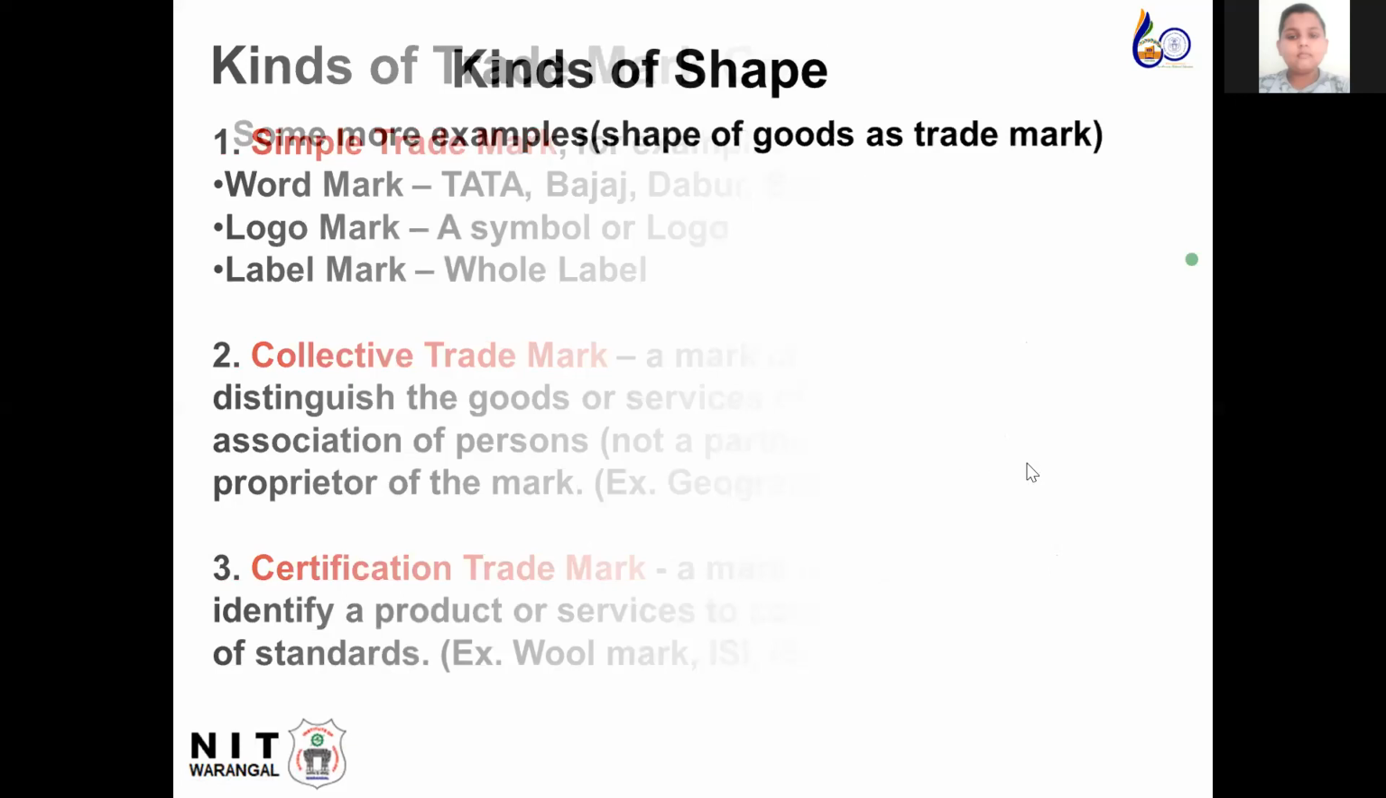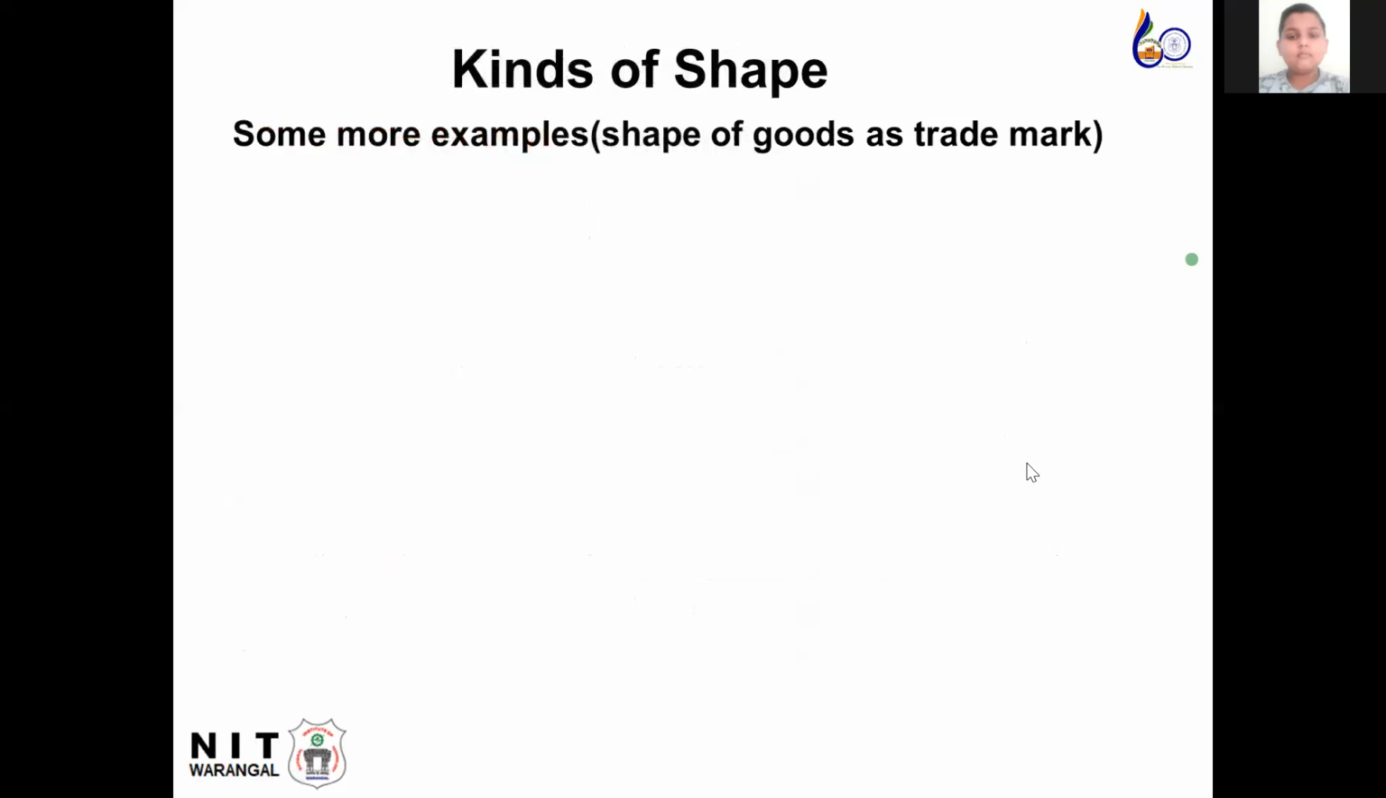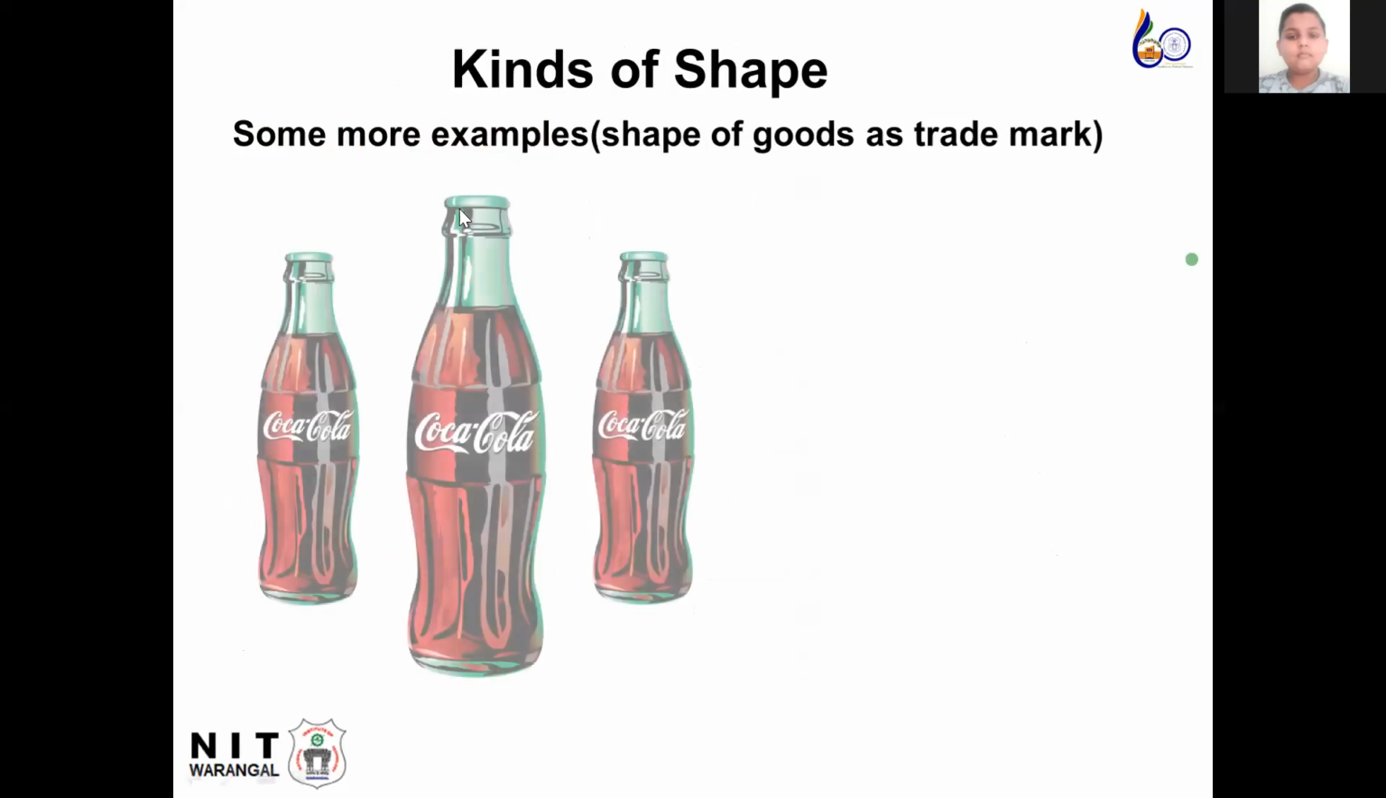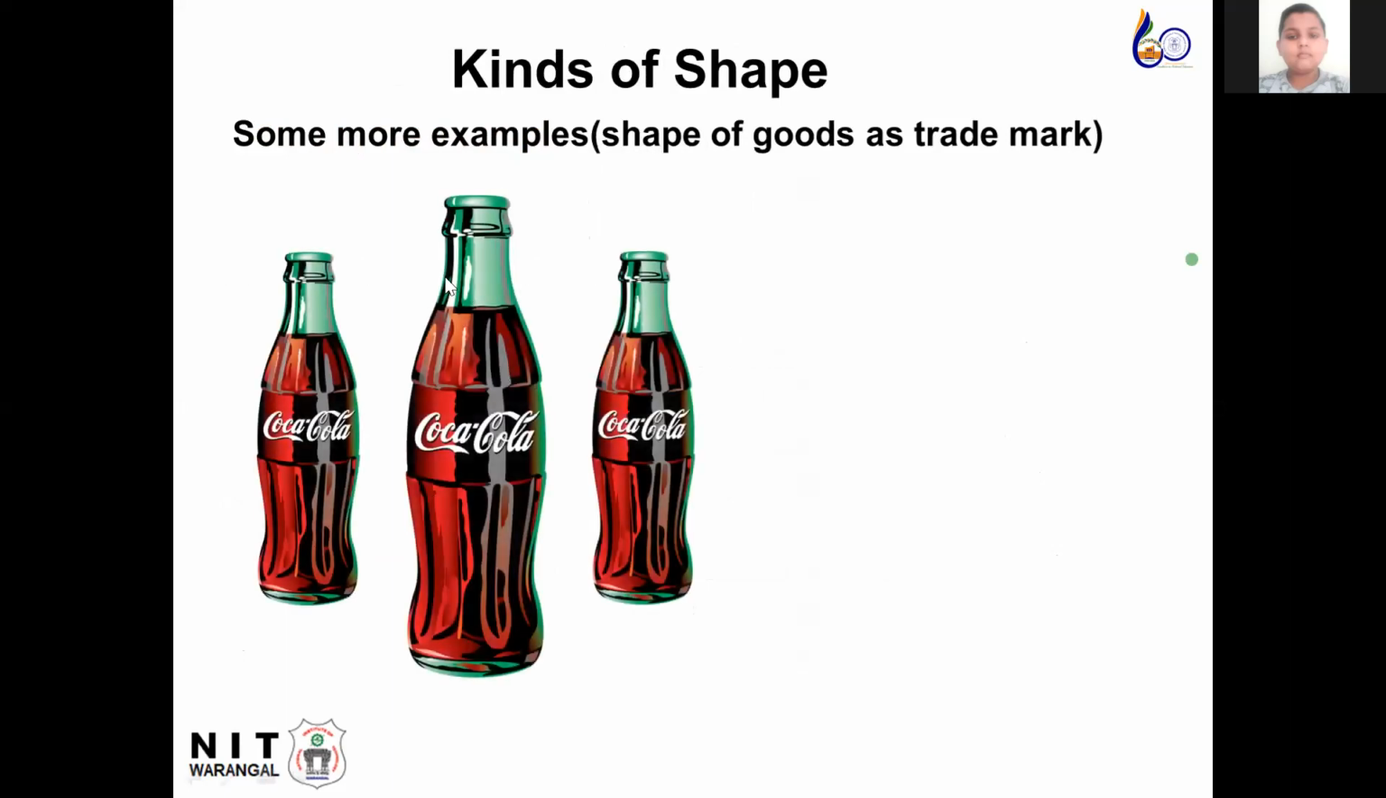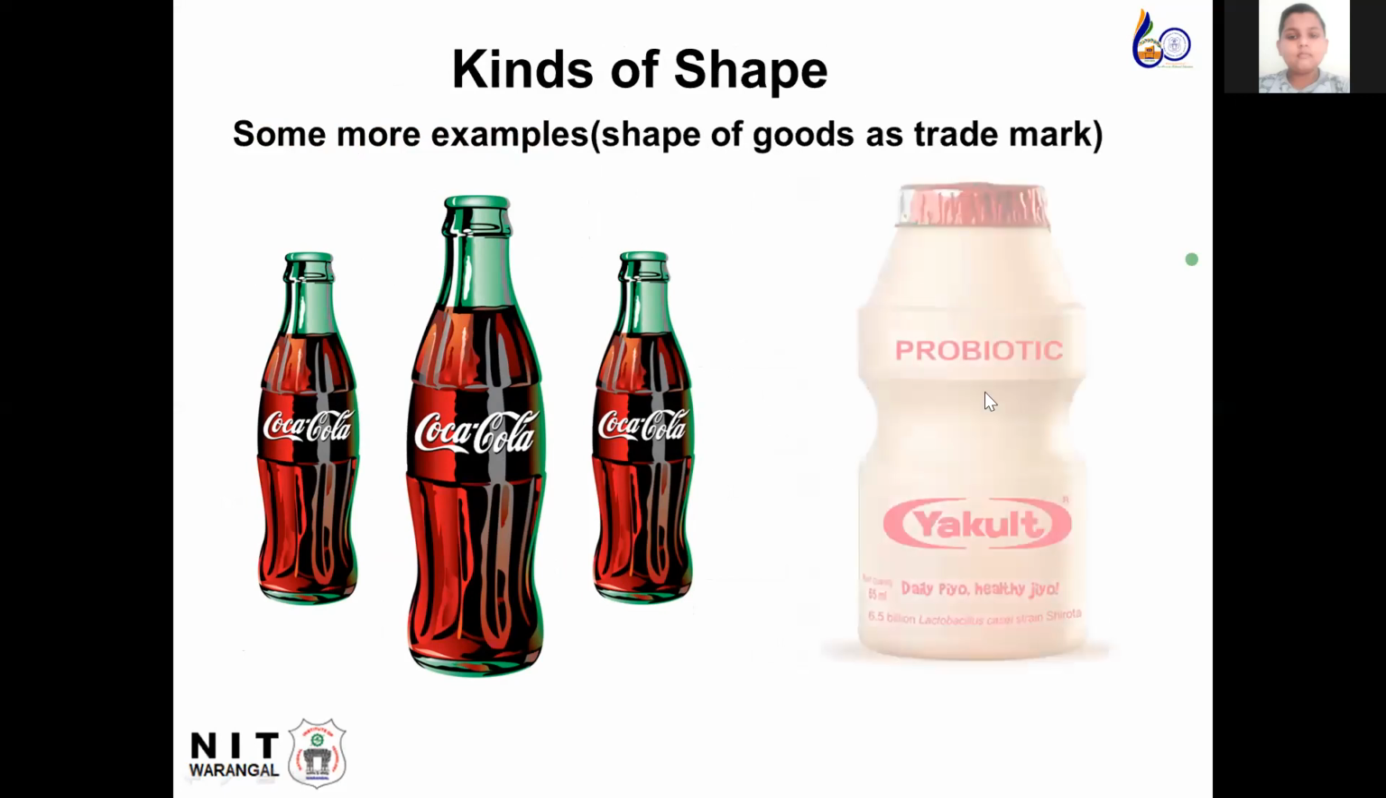So kinds of shape also you can have like Coca-Cola का जो bottle है. The shape is also, of course, design also they can take it as well as trademark also. You cannot fill some other cool drink in this Coca-Cola branded ये bottle में, कि cool drink आप बेच नहीं सकते. Similarly, probiotic. This whole design of this one is IPR protected.